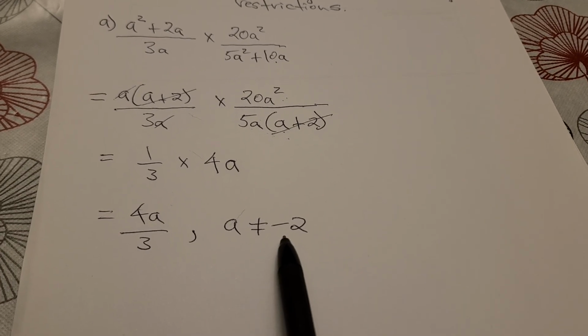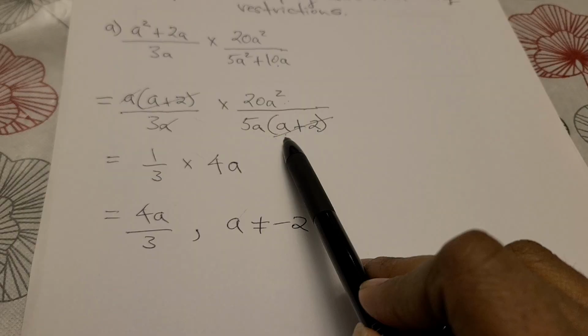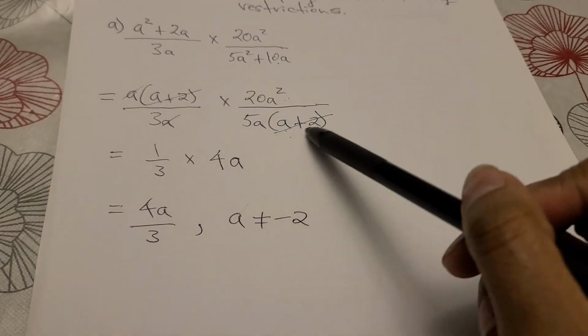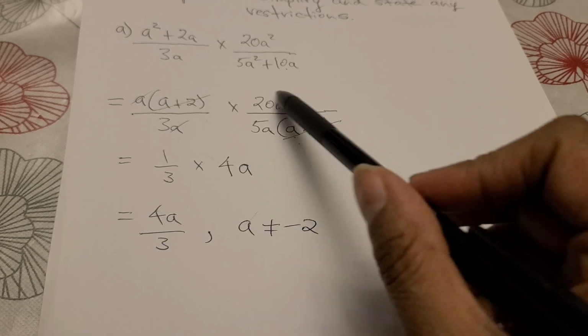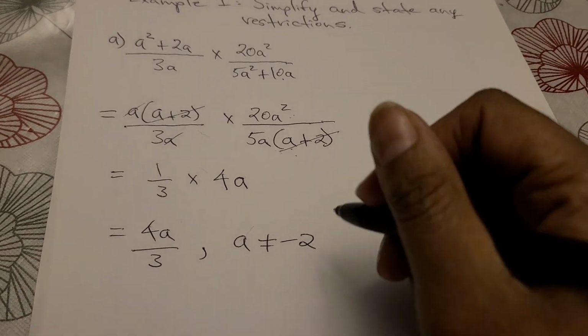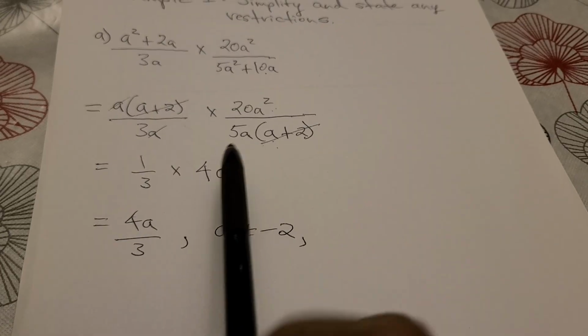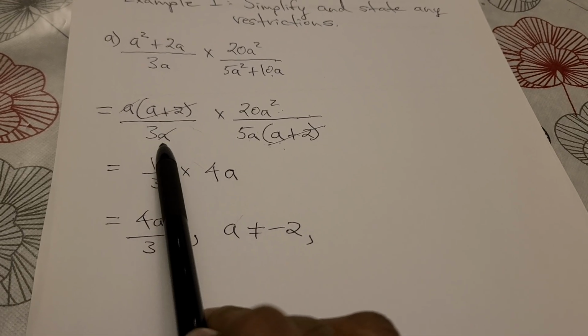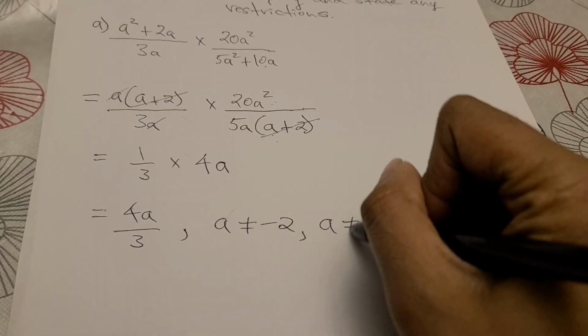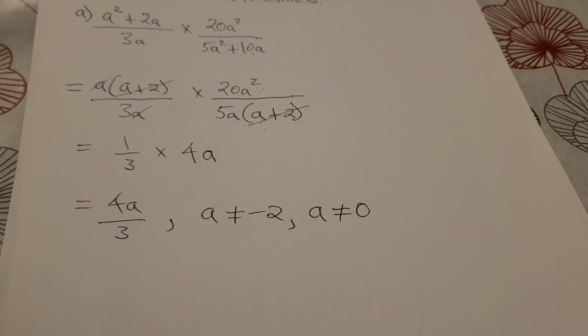Because if a is negative 2 and you sub it in here, that's negative 2 plus 2, which is 0. So anytime the denominator becomes 0, the entire expression is undefined. Okay, at the same time, I also see a on the bottom by itself. When a is on the bottom by itself, you're going to put a cannot equal to 0.